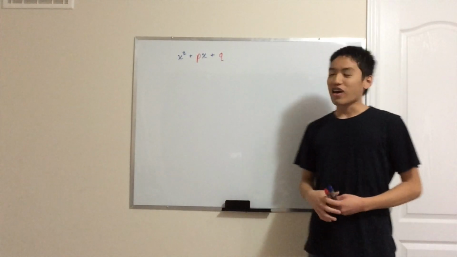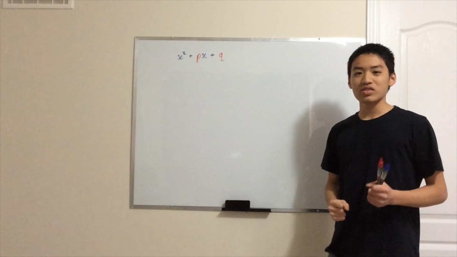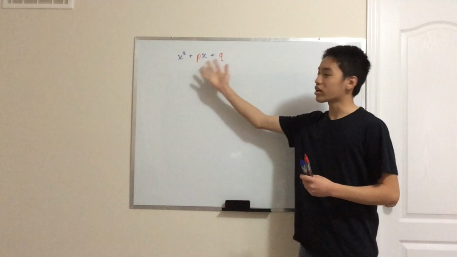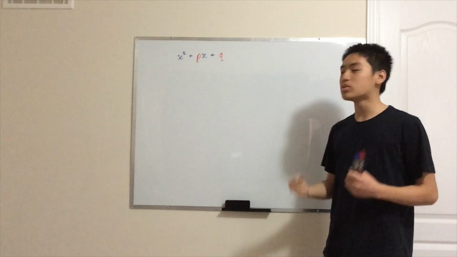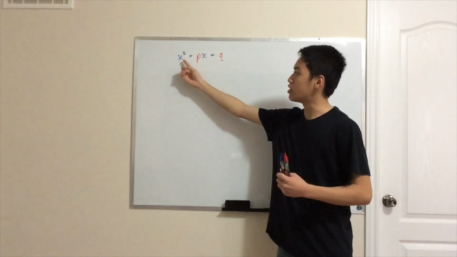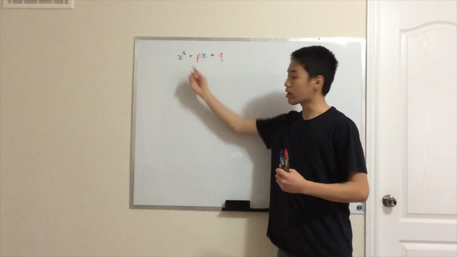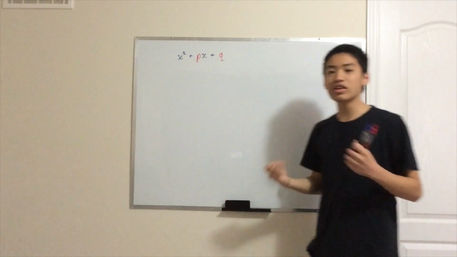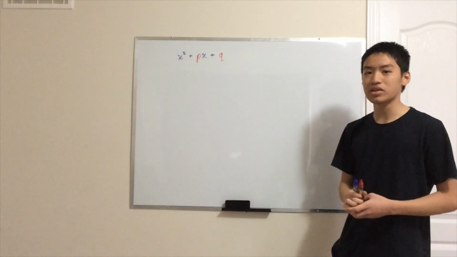Hello, today we're going to look at how to factor quadratic trinomials. To start, we're going to look at a monic quadratic trinomial. That just means that the leading coefficient, that is the coefficient of the term with degree 2, this x squared, is 1. The leading coefficient is 1. That's all that monic means.